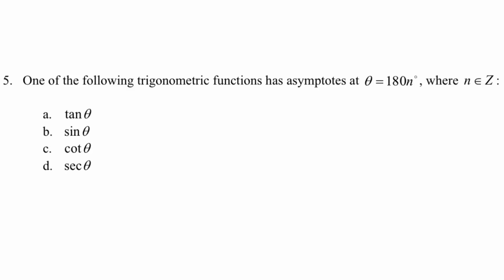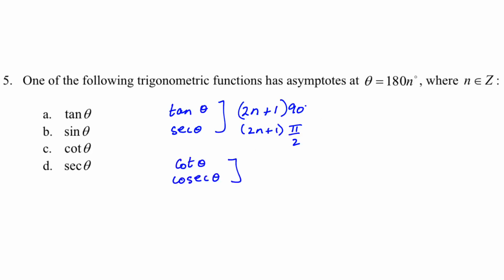Let me give you a quick summary about it. Tan theta and sec theta have asymptotes at (2n plus 1) times 90, or if it is in radians, (2n plus 1) pi over 2. Cot theta and cosec theta have asymptotes at 180n or pi n. So from here we can see that C is the answer.